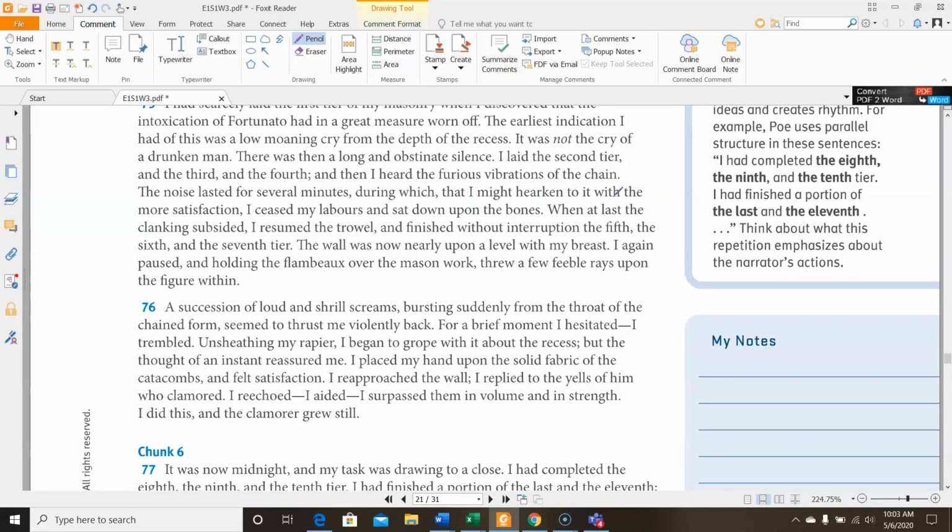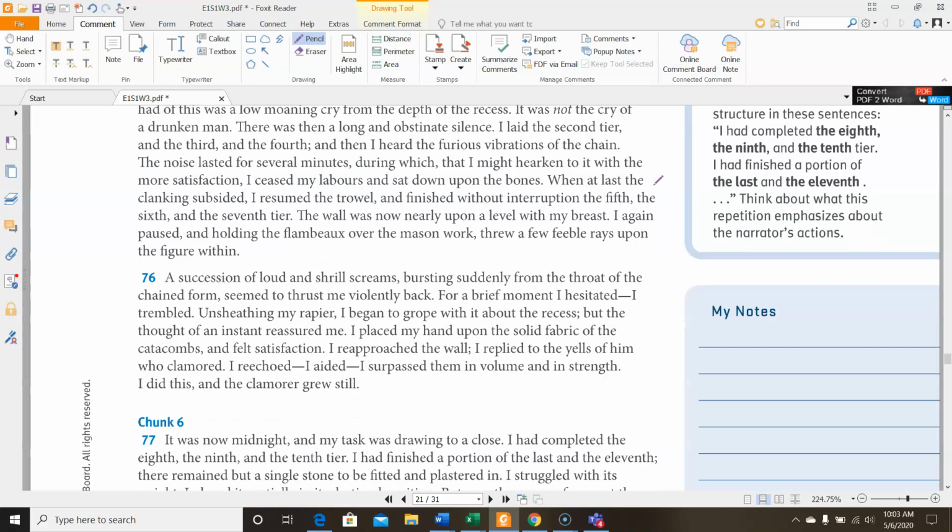I laid the second tier and the third and the fourth, and then I heard the furious vibrations of the chain. The noise lasted for several minutes, during which, that I might hearken to it with the more satisfaction, I ceased my labors and sat down upon the bones. When at last the clanking subsided, I resumed the trowel, and finished without interruption the 5th, the 6th, and the 7th tier. The wall was now nearly upon a level with my breast. I again paused, and holding the flambeau over the mason work, threw a few feeble rays upon the figure within. So as he builds this wall, he's taking his light and looking inside the cavern to look at Fortunato.